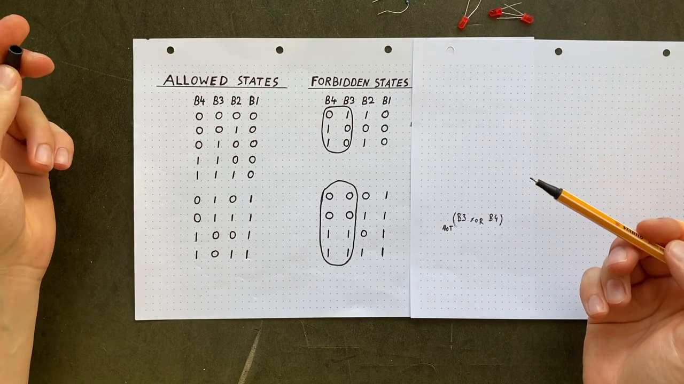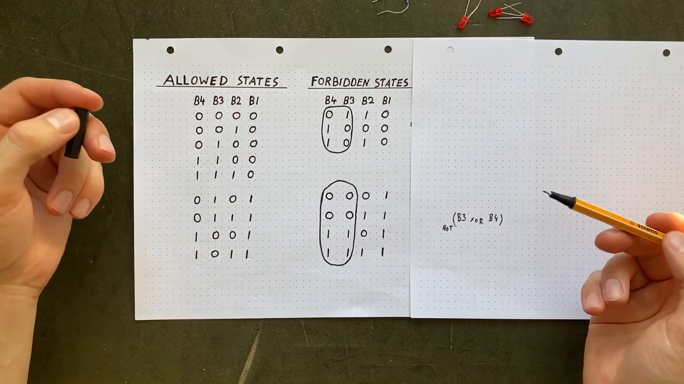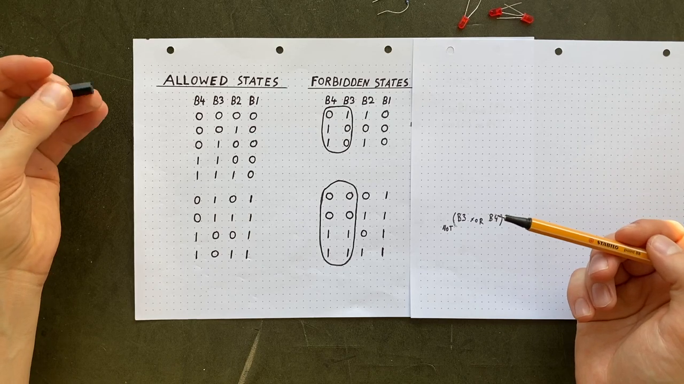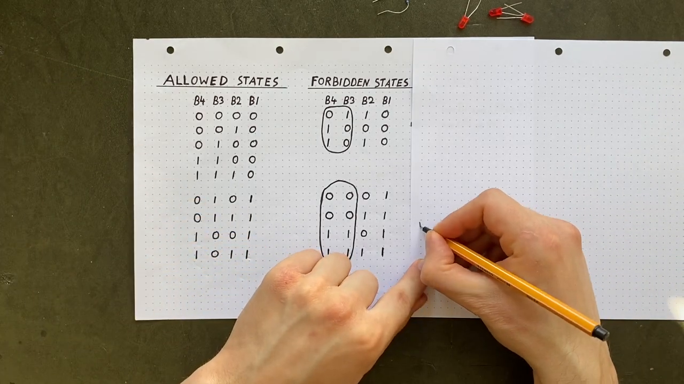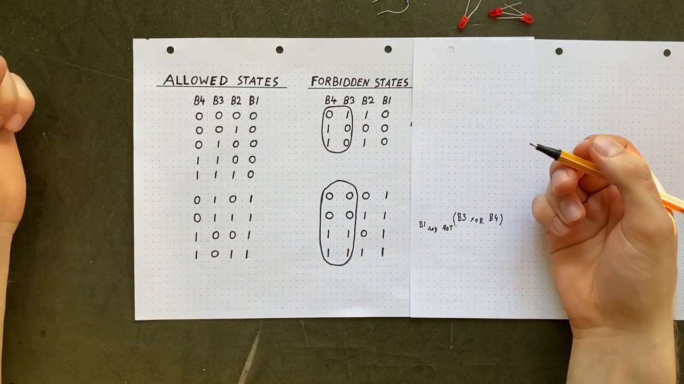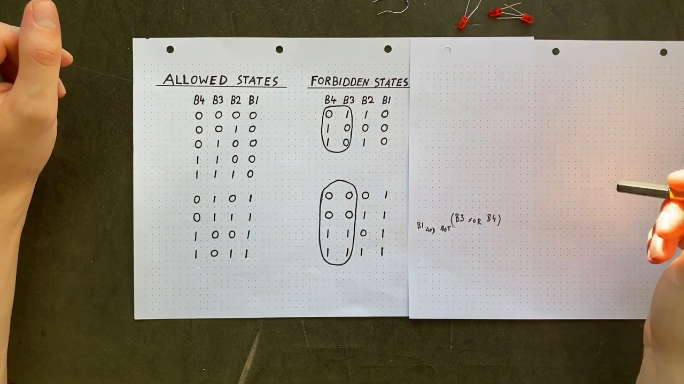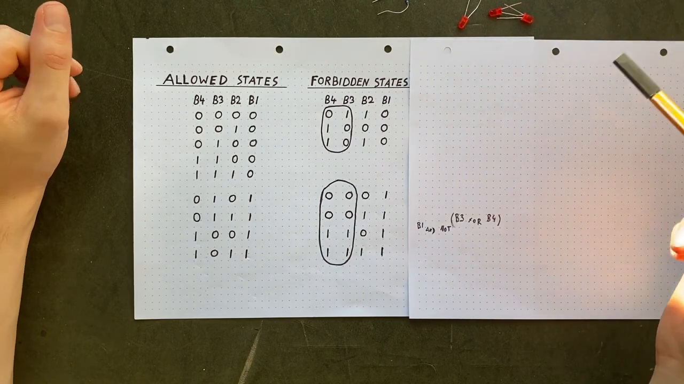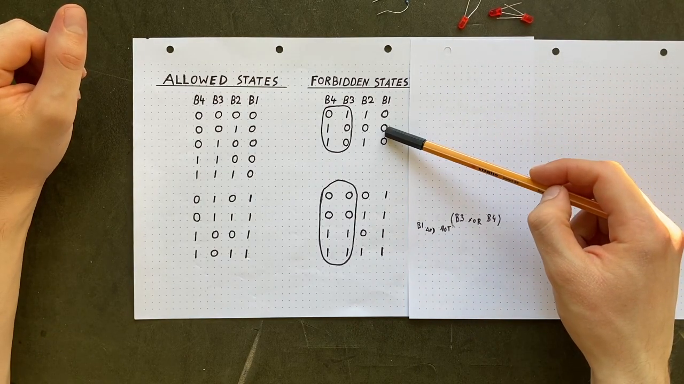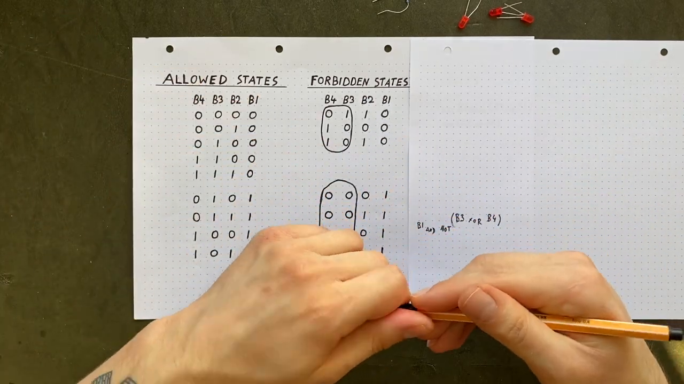The other part is quite simple. If this part's output is 1, that means B3 and B4 are equal, and B1 also needs to be 1. So we can just use the AND operator. That leaves us with this complete rule. The other group is a little more complicated. At first glance, it seems like we can apply the same tactic, just invert it. Because while B1 is always 0 here, B3 and B4 always differ. That would leave us with this rule.